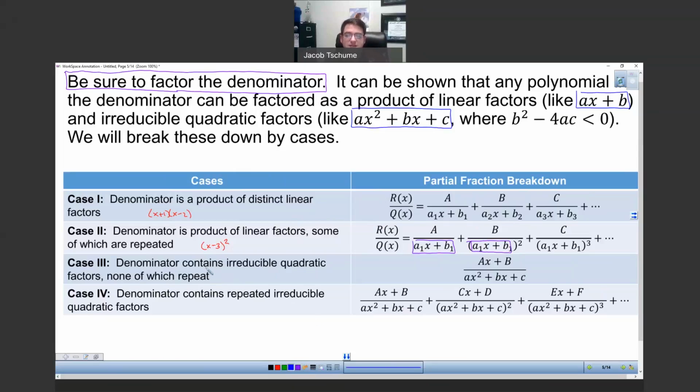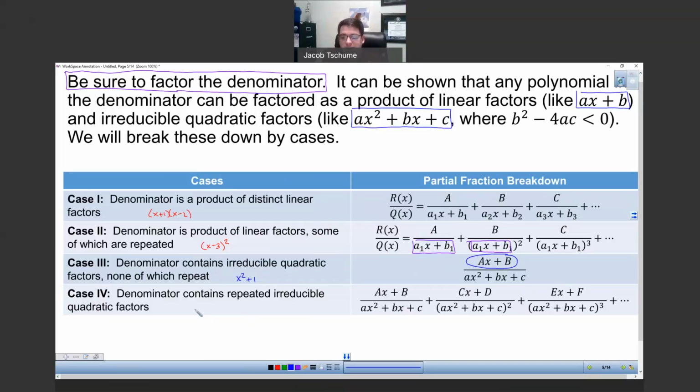So case 3 is, what if you have an irreducible quadratic factor in the bottom that doesn't repeat? So what if in the bottom you had something like x squared plus 1? That's a very simple irreducible quadratic. So anytime an irreducible quadratic pops up in your partial fractions, in the numerator of that, you have to actually put an unknown linear function. So above every irreducible quadratic factor, you will put an x term and a constant added together, but both of those variables are going to be unknown. So we'll do something like ax plus b.